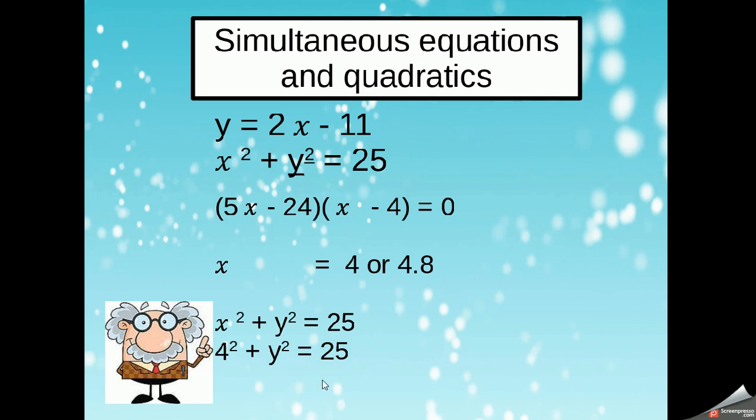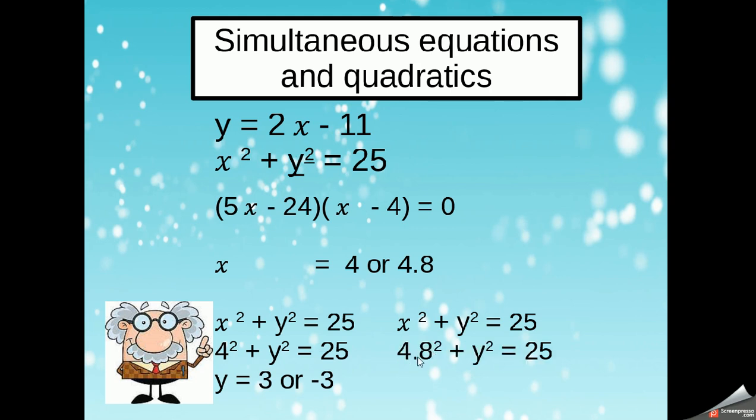We can now take one of the equations and substitute the values in. So instead of putting the x in, I'm going to substitute the value of 4 in, and we get 4 squared plus y squared equals 25. This is one of the equations that we started off with. Now there's 16 plus y squared equals 25. Move the 16 to the other side. Y squared is equal to 9. Y is equal to 3 or minus 3. So x was 4 and y was 3 or minus 3.